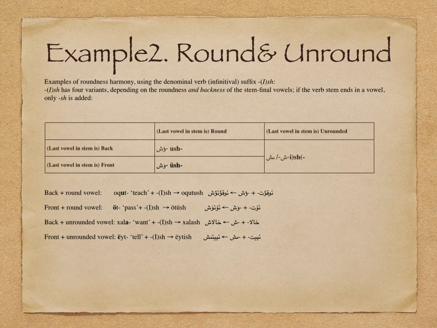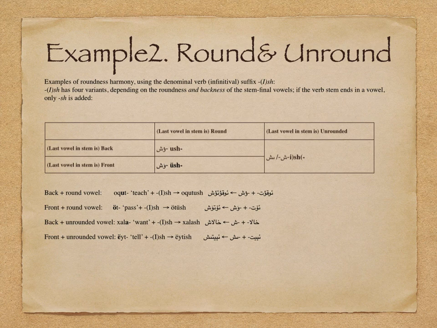Example, round and unround vowels, right? So an example of roundness harmony using the denominal verb infinitival suffix ish, which has four variants depending on the roundness and backness of the stem final vowels. If the verb stem ends in a vowel, only sh is added, and if it ends with a consonant, then you have to add the vowel and the sh. So, let's say the last stem vowel is back and rounded.